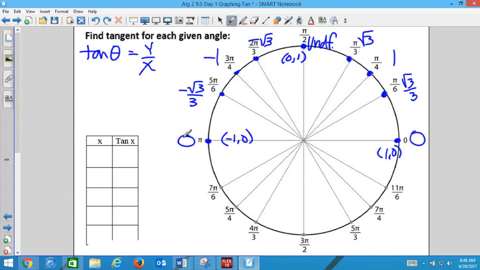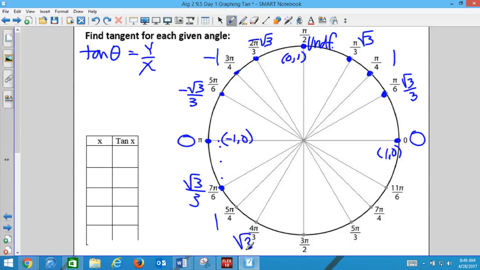And then we go to 7 pi over 6. And in this quadrant, tangent is what? Positive. Because we do all students take, T, tangent, positive. This one is the same as a 30 degree, only it's positive. So square root of 3 over 3. Five pi over 4 is the 45 degree, only it's positive, so 1. 4 pi over 3 is the 60, but it's positive, bless you. So square root of 3.